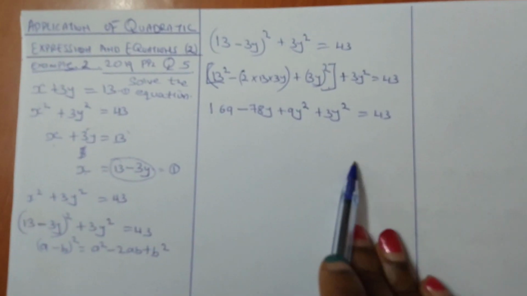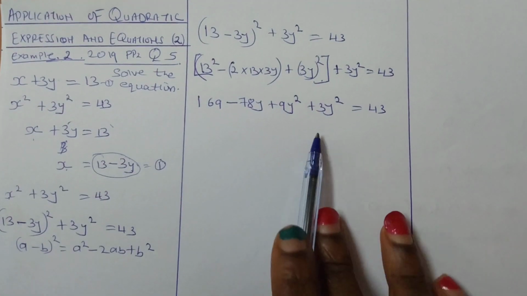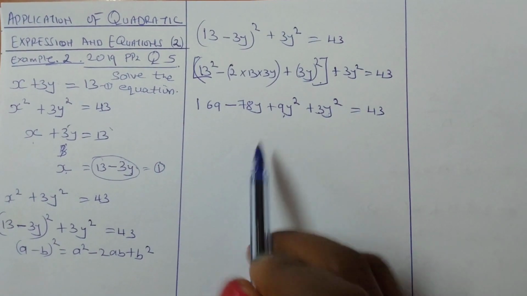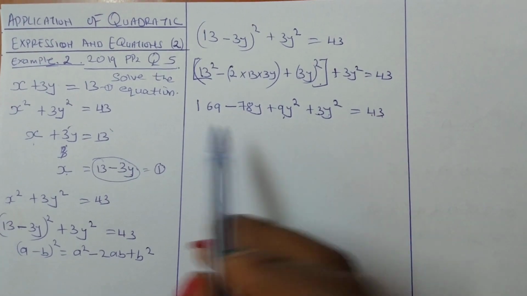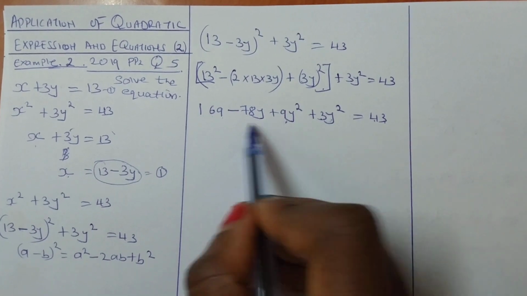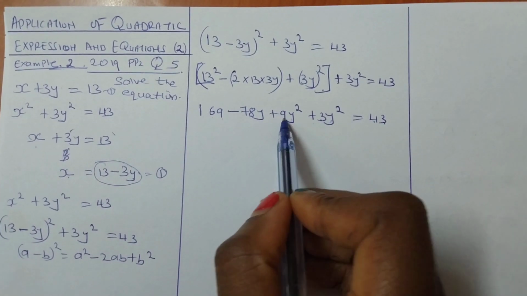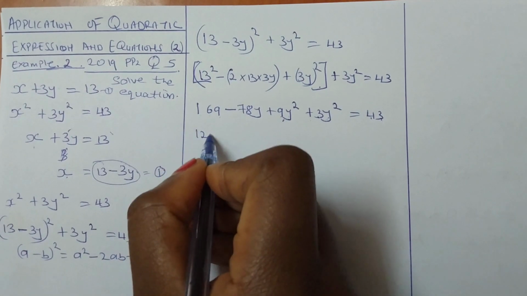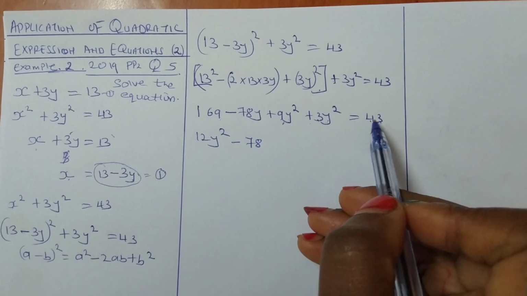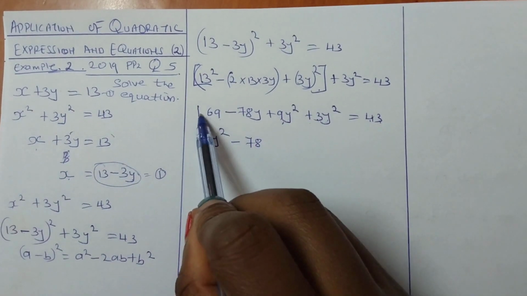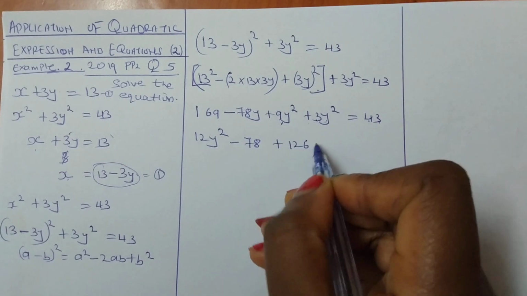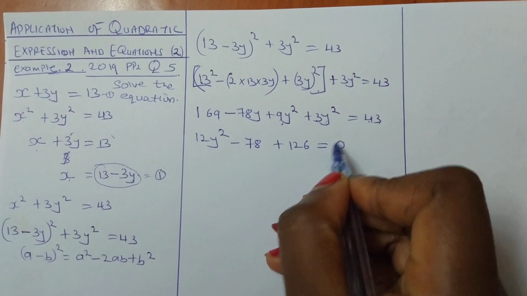From this point now, we put the like terms together. We have 9y squared and we have 3y squared. We put them together. We have 43 on this side and we have 169 on the other side. So we can arrange our equation to start with this. So 9 plus 3, we have 12y squared minus 78y. Then we can bring 43 the other side. That is 169 minus 43. We have positive 126. Everything is equals to 0.